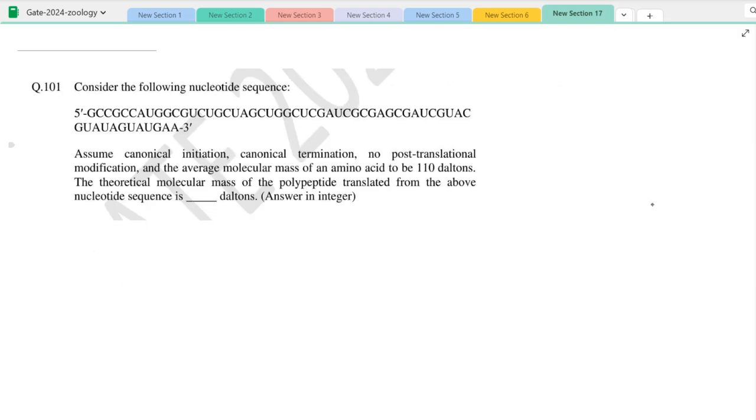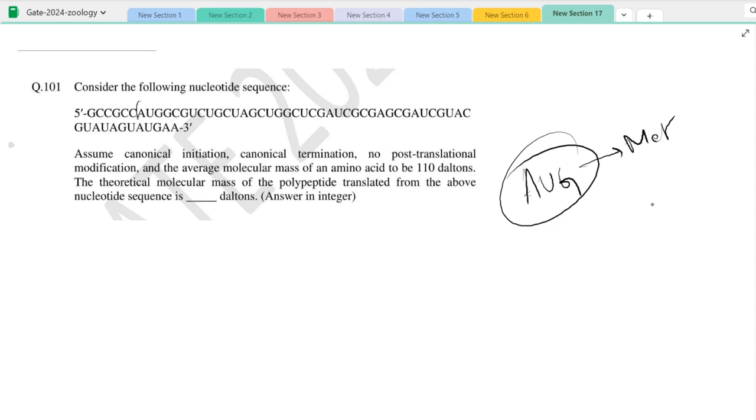Here, consider the following nucleotide sequence. They've given here, 5' to 3', a big sequence, an mRNA sequence. Assume canonical initiation, canonical termination, no post-translational modification, and the average molecular mass of the amino acid to be 110 Daltons. Then what is the theoretical molecular mass of the polypeptide chain translated from the above nucleotide sequence in Daltons? Basically you need to look at the canonical initiation. The initiating codon is for methionine, and the codon that codes for methionine is AUG.